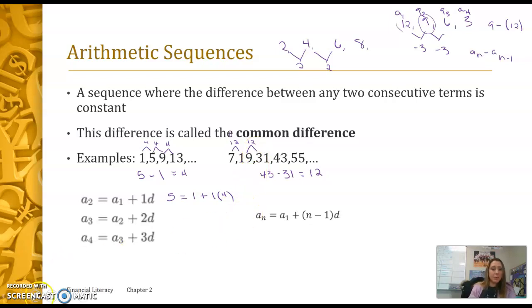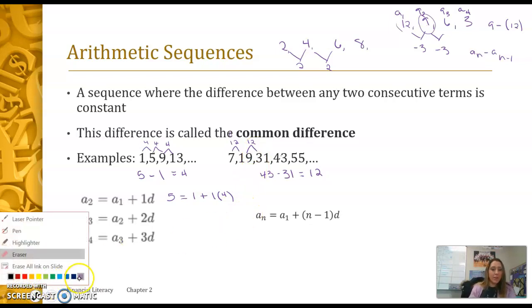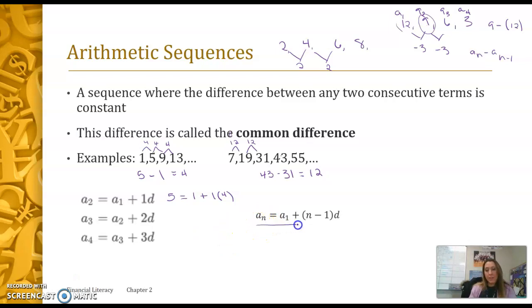This is going to be really important for you guys to get down. This right here says that any term in an arithmetic sequence is the first term plus n minus 1 times d. So let's look at this one and try to find 43. That would be A sub 1, sub 2, sub 3, sub 4.